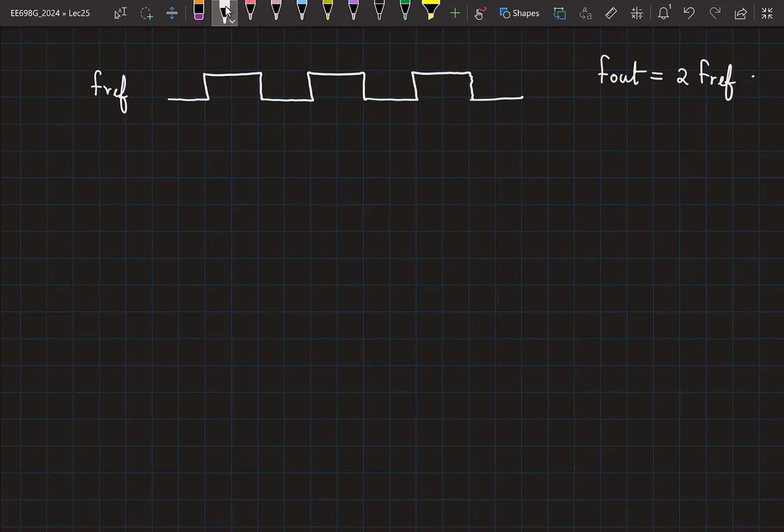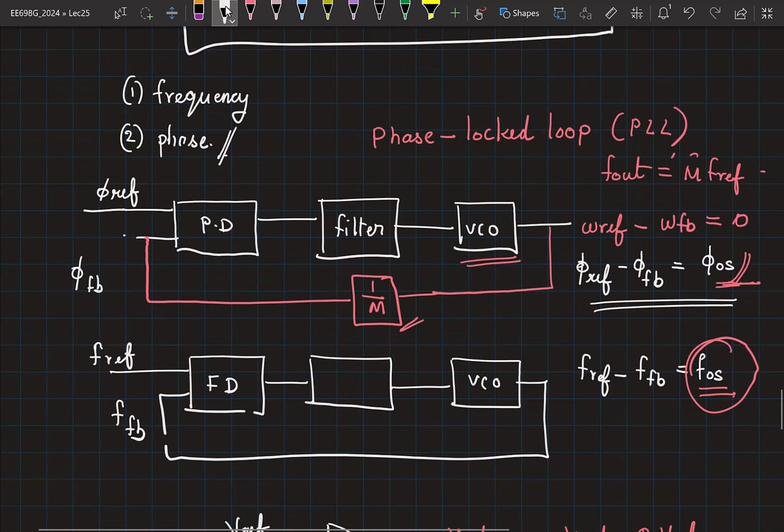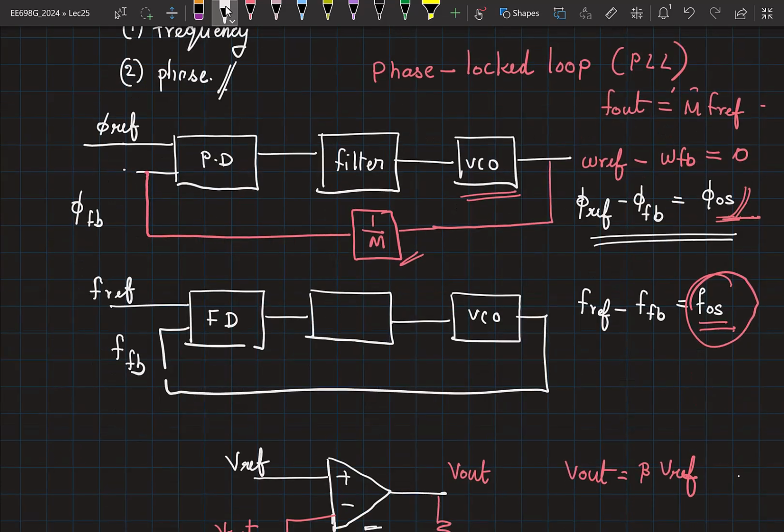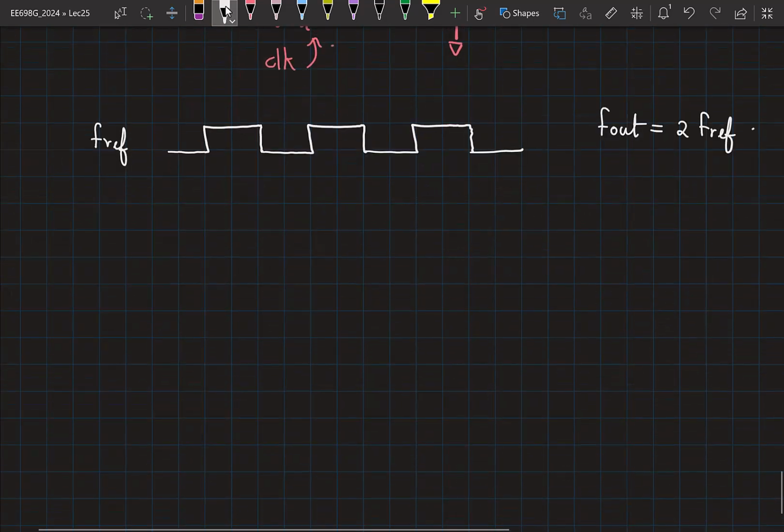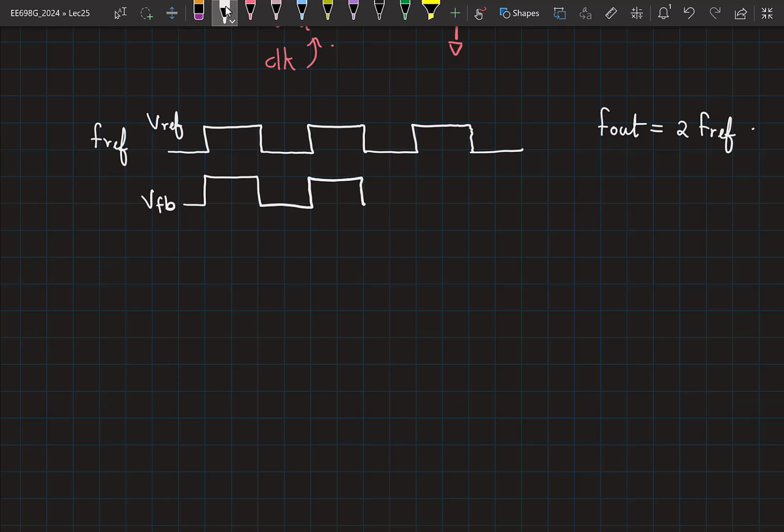Okay. So I'm going to sketch 2 more waveforms. One is the frequency, one is the voltage waveform here. So we'll call this V out. And one is the voltage waveform here. We'll call this V feedback. So this was my Vref. How do you expect V feedback to look like under steady state conditions? It has to match, right? So your V feedback will also look exactly like this.